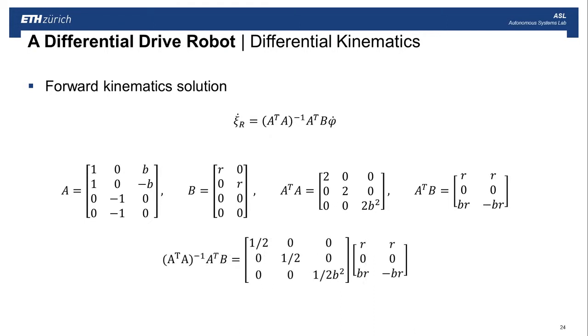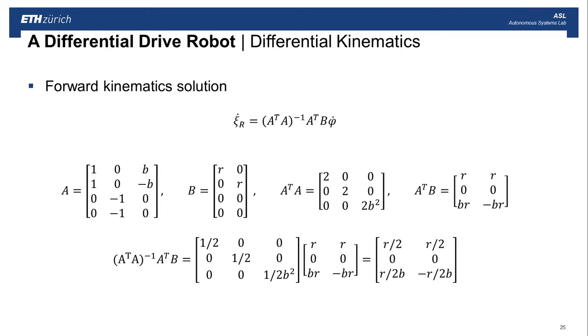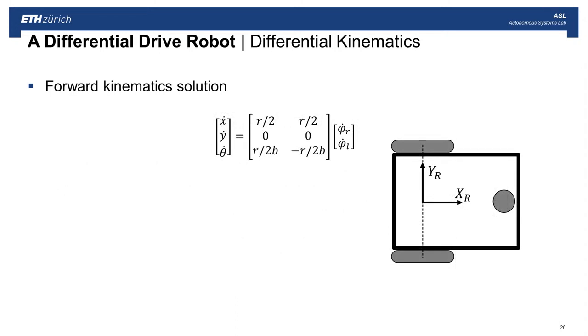Next, I'll just put next to that this A transpose B. So that's this matrix here from above. And I do that matrix multiplication. It's again quite simple. And I end up with this R over 2, R over 2b in the first column, and R over 2, negative R over 2b in the second column. And that's actually the forward kinematic solution.